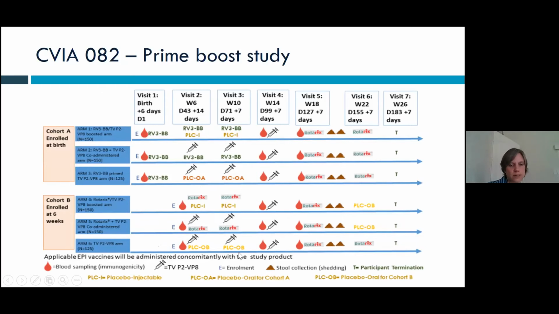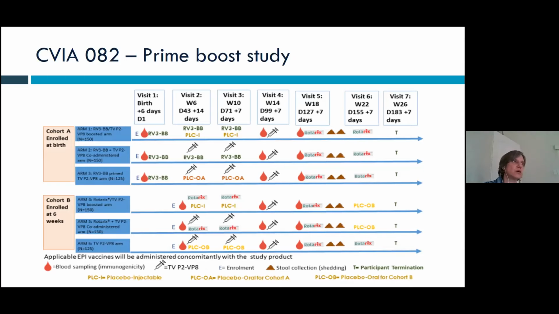And so it's quite a complex study with various arms, but the main endpoint is really to have a look at whether this prime boost type of strategy or a combination strategy will be able to increase the efficacy of the oral alone. And once again, we'll also be looking at stool shedding. So that really is just in a nutshell this new study.